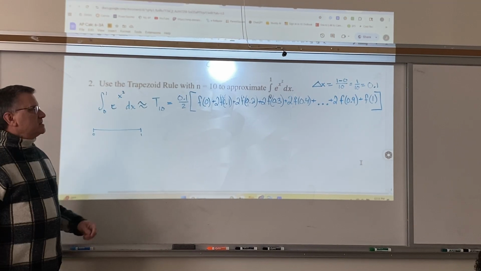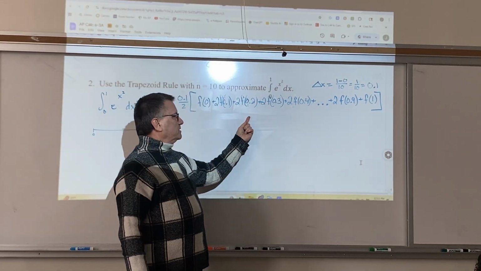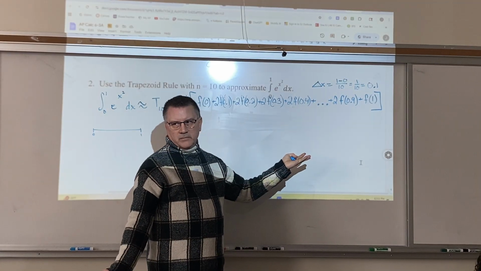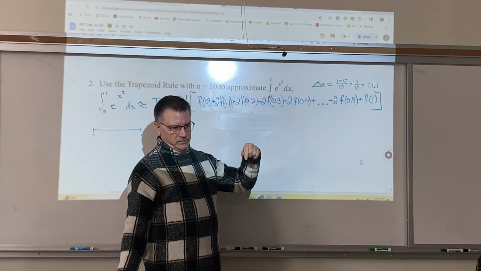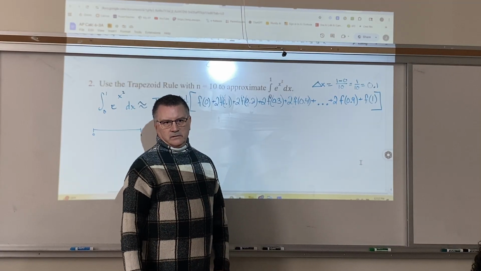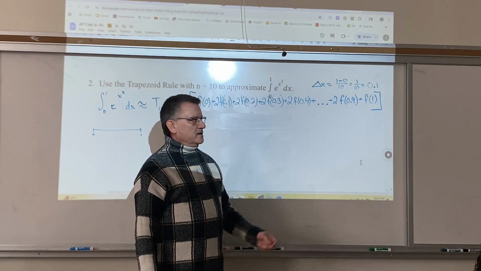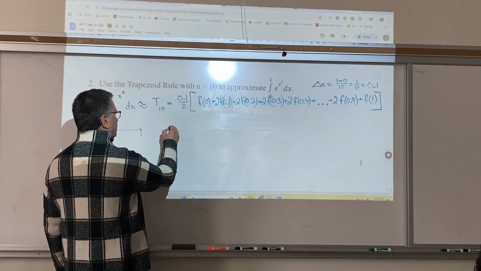If it's making sense to you, rather than writing this down 9 times, once you get the pattern, it's just like, hey, here's what I'm putting in my calculator. 2 times this one, 2 times this one, 2 times this one, 2 times this one. And then 1 times the last one. Thank God for the calculator.